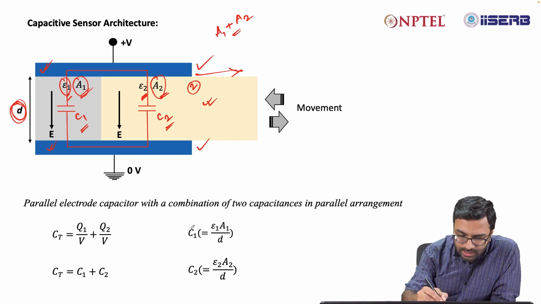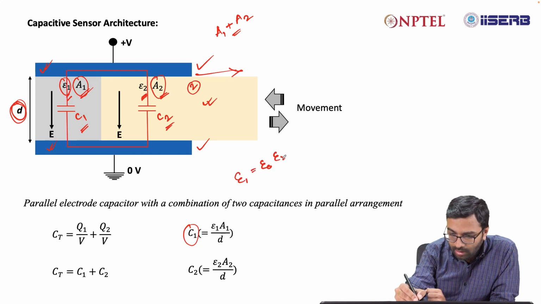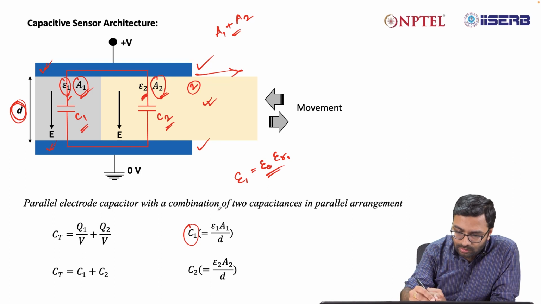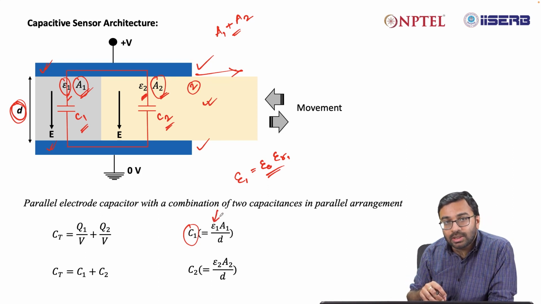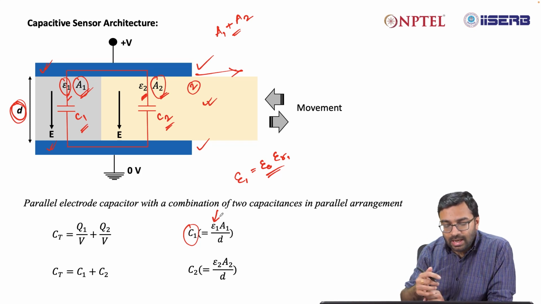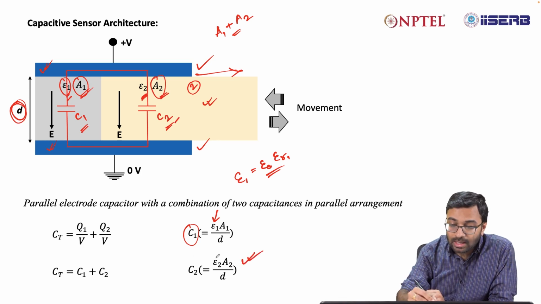Now the value of C1 can be given as epsilon 1 A1 by D. So epsilon 1 can be epsilon 0 into epsilon R1. We have seen this equation in our previous capacitor discussion, and in case of C2 the equation will be epsilon 2 A2 divided by D.